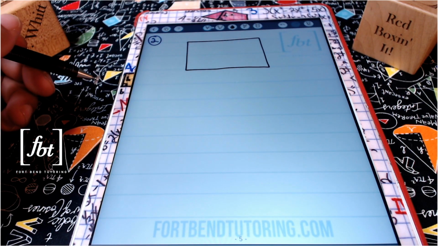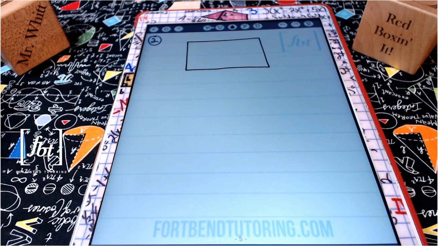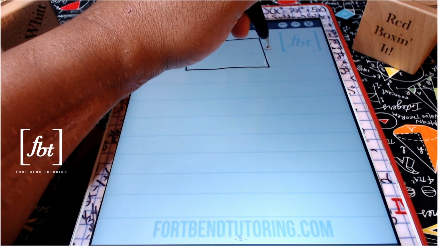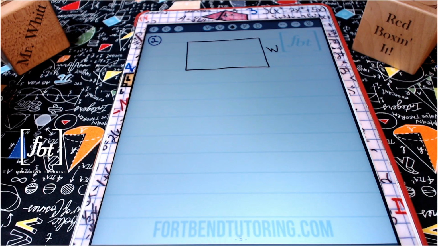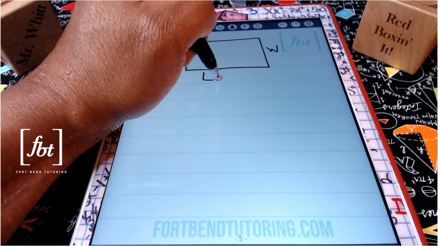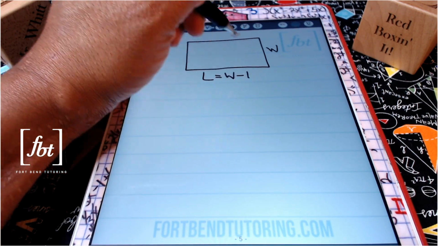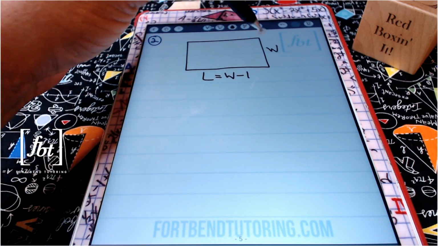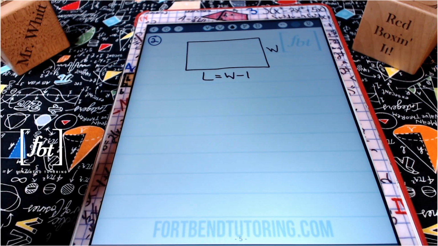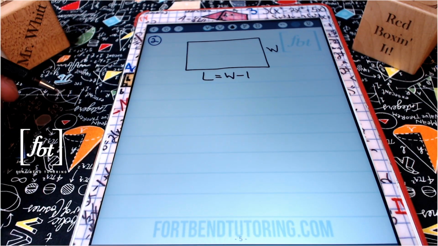It then goes on to say that the length of the rectangle is 1 foot less than the width. This means that I don't know what the width is, but I do know that the length of the rectangle is 1 foot less than the width. So that's going to mean that my length is the width minus 1. Notice that not only have I drawn the rectangle, but I've also labeled it as well.